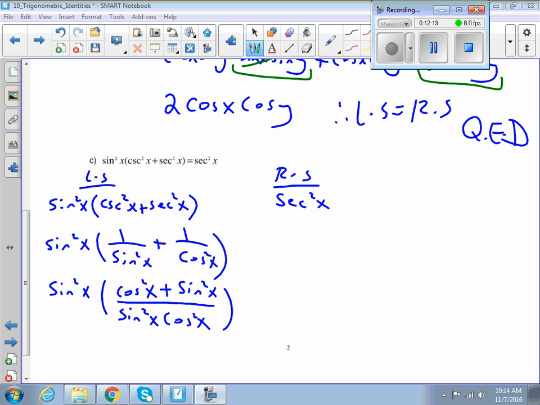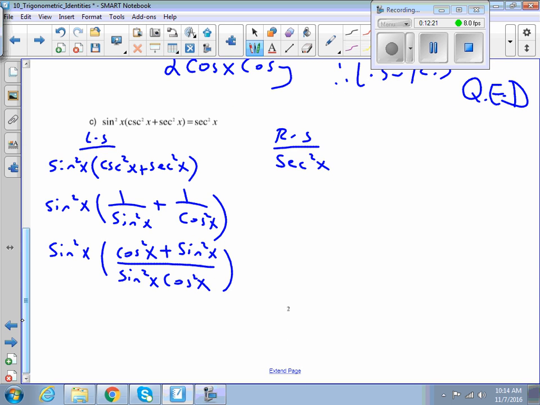Is there anything that comes to your mind? Exactly. Again, this is the Pythagorean identity. We know that that's equal to 1. So I'm going to end up with 1 over. Another thing that happens is that you're multiplying this sine squared x by this whole fraction, and there's a sine squared x in the denominator.